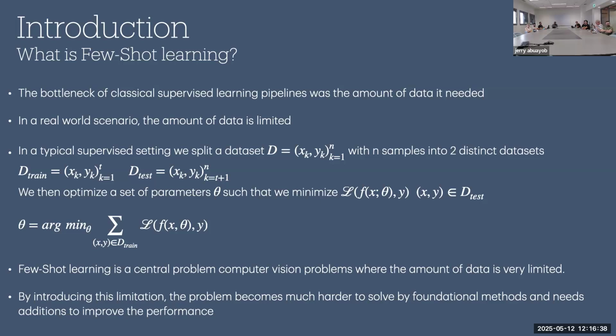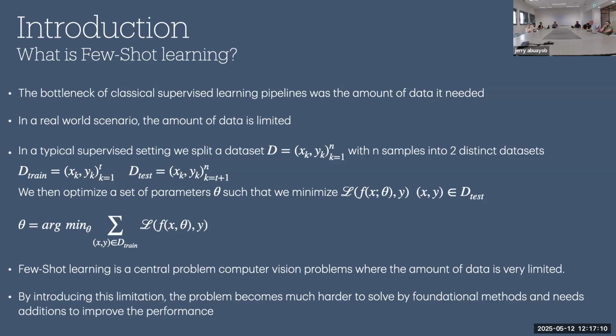So in a typical supervised setting, we have a data set and we have splits. We train it on the training split, and then we test it on the test split, and we know that the test split and the train do not overlap. So they're distinct splits. And we need to optimize a set of parameters such that we minimize a certain loss function, so that it has the best performance on the test set.